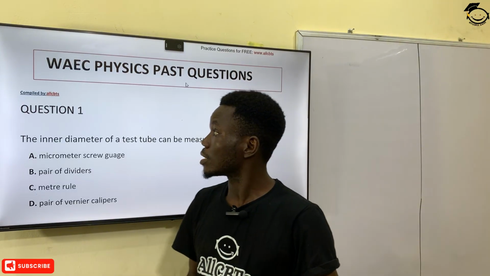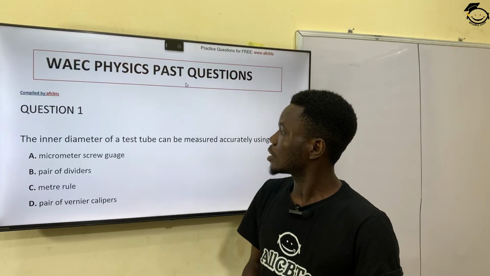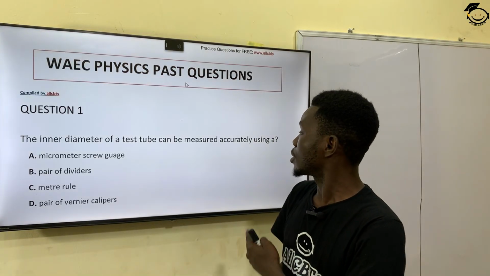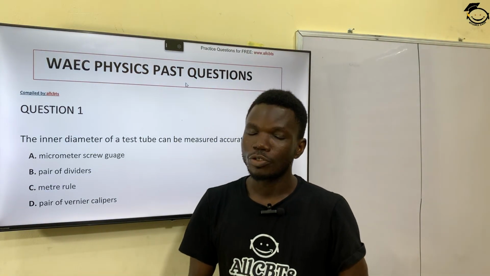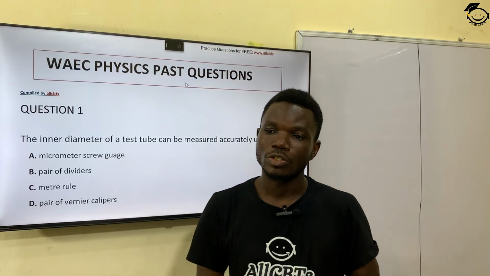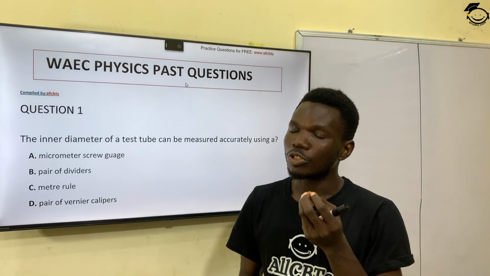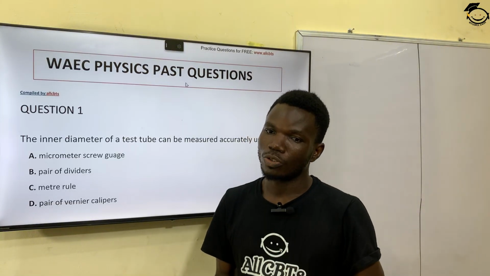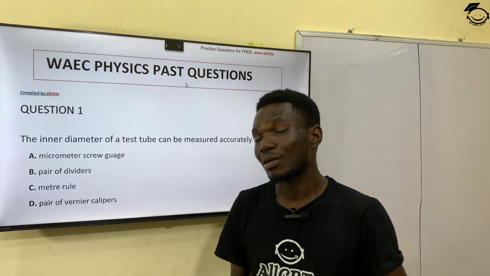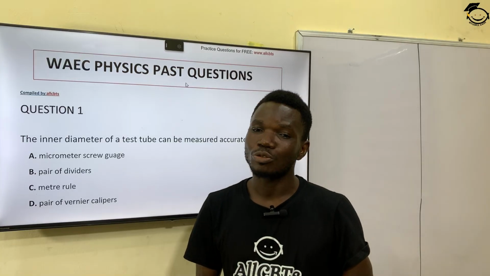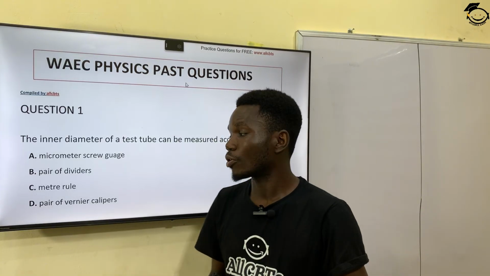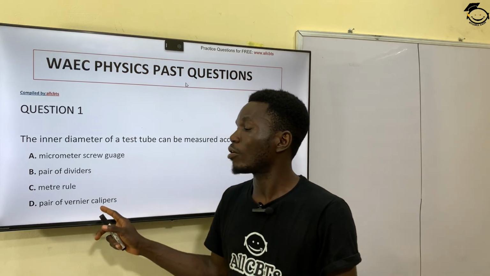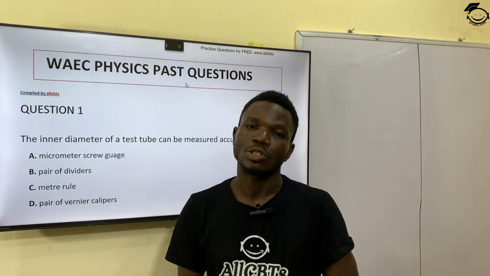Question number 1 says, the inner diameter of a test tube can be measured accurately using a dash. Now, for you to measure the inner diameter of a test tube, you need an instrument that has jaws. And the only instrument that has jaws that can measure the inner diameter of a test tube is the vernier caliper. So the correct answer to this question is a pair of vernier calipers, which is option D.